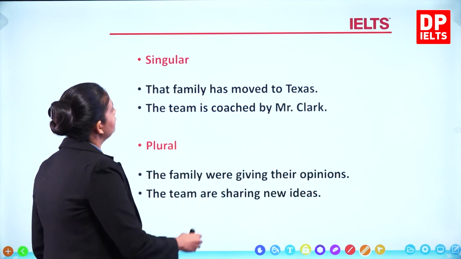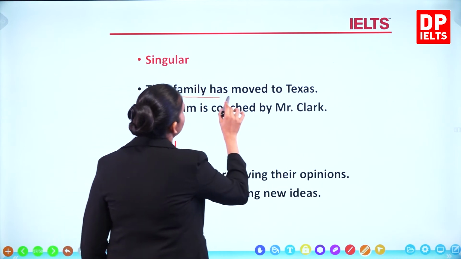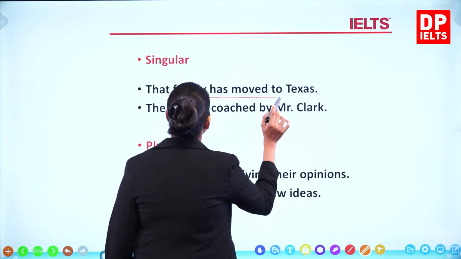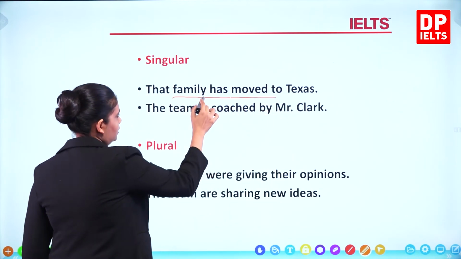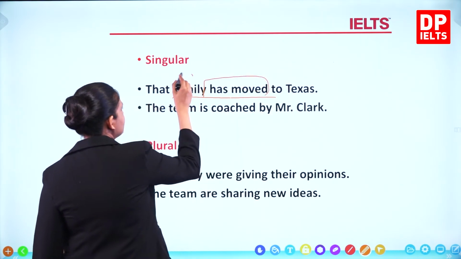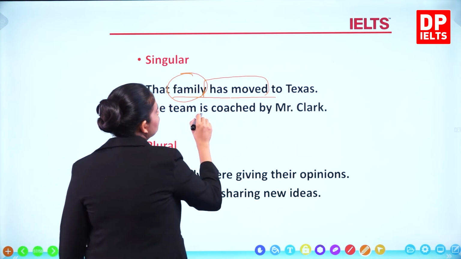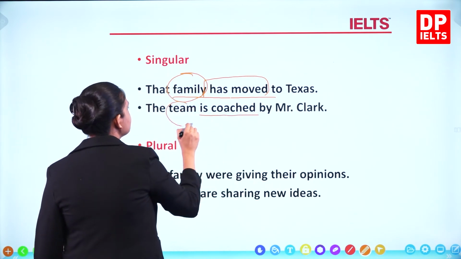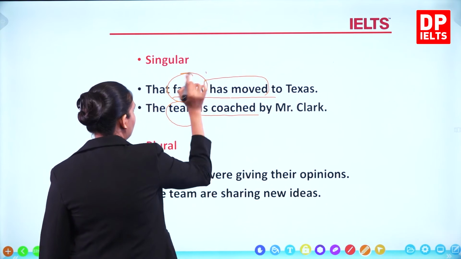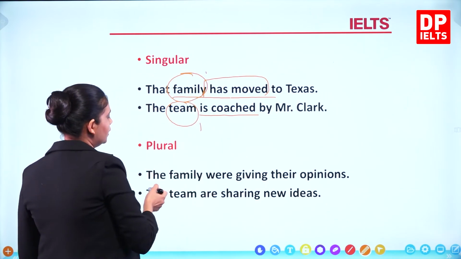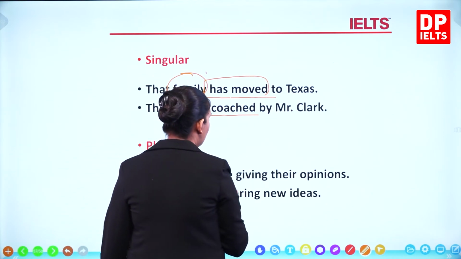So, the family has moved to Texas. Singular subject, has. So the family is considered as one. The team is coached. So the team is considered as one. One here. Plural. The family were giving their opinions.